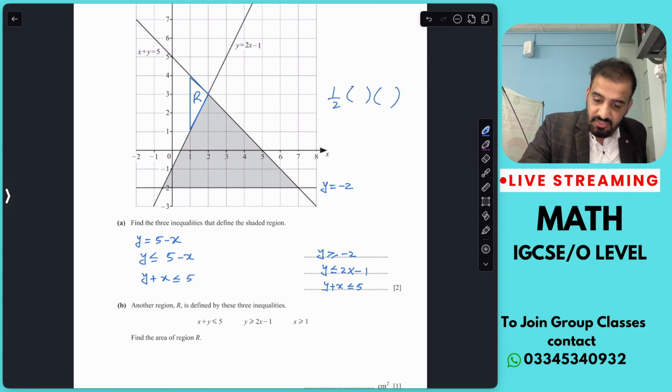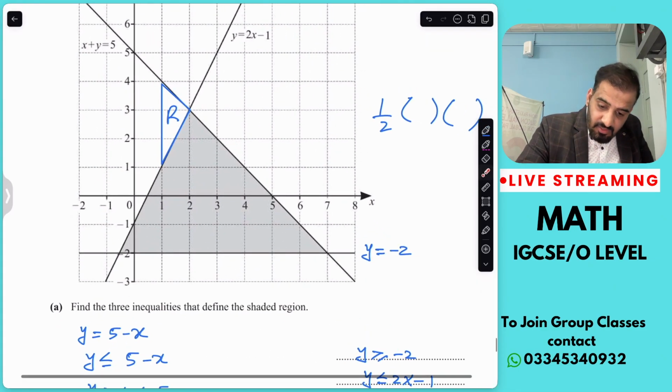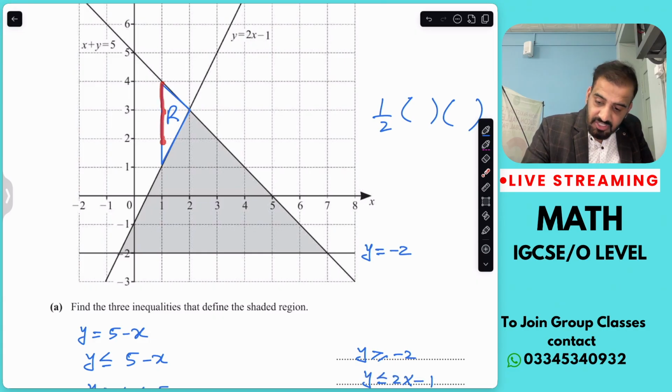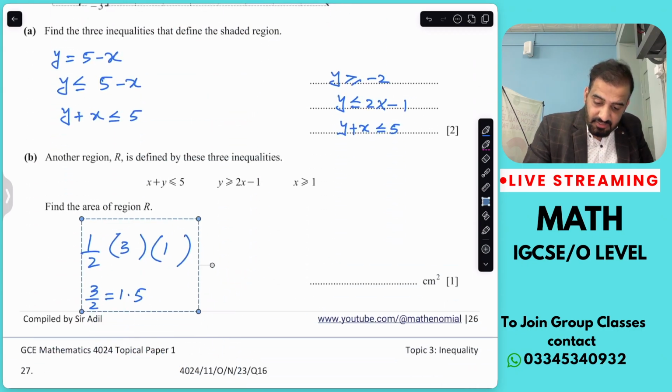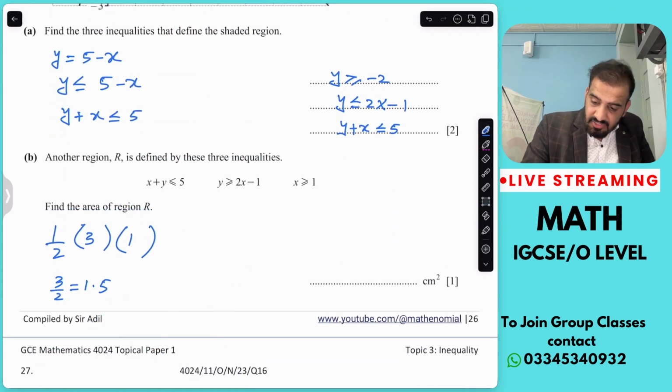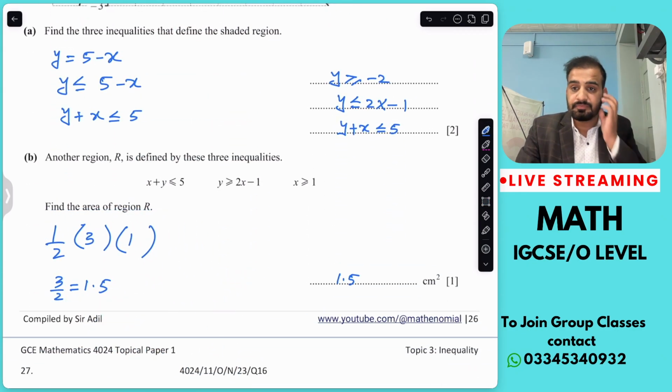And to find the area, it is so simple. Base times height over 2. So what is my base? 1, 2, 3, 3 boxes. And what is my height? Only one box. So my answer is 3 over 2, which is 1.5. This is the area of region R, which is 1.5.